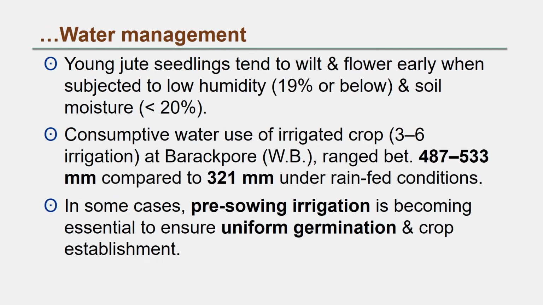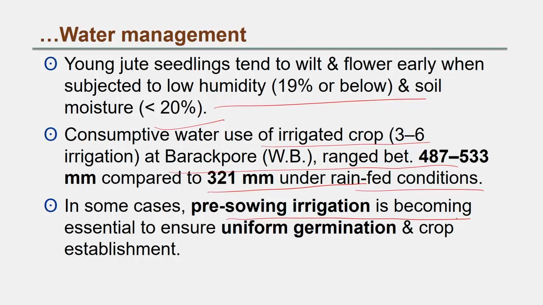The reverse happens. Young jute seedlings tend to wilt and flower early when subjected to low humidity or low soil moisture. Consumptive water use of irrigated crop with 3 to 6 irrigations at Barrackpore ranges between 487 to 533 millimeter, compared to 321 millimeter under rain-fed conditions. So, under rain-fed conditions, the crop can suffer from water shortage. In some cases, pre-sowing irrigation becomes essential to ensure uniform germination and good crop establishment.